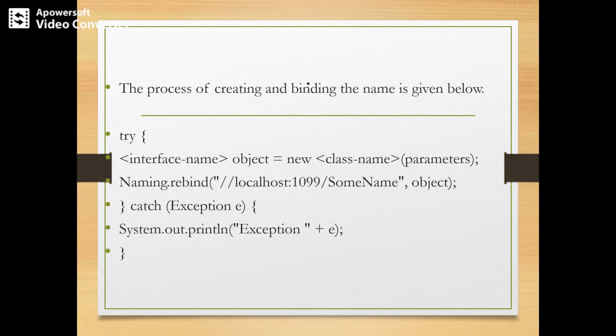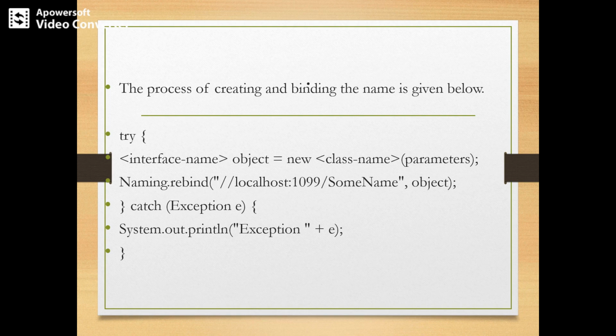So the process of creating and binding could be taken as given below here. We should go with a try block. Why have we taken a try block? Because that could be taken in the form of the complete try block here. Interface name, object, that is name, class name, the respective parameters that could be taken. Naming.rebind, that technique rebind here.